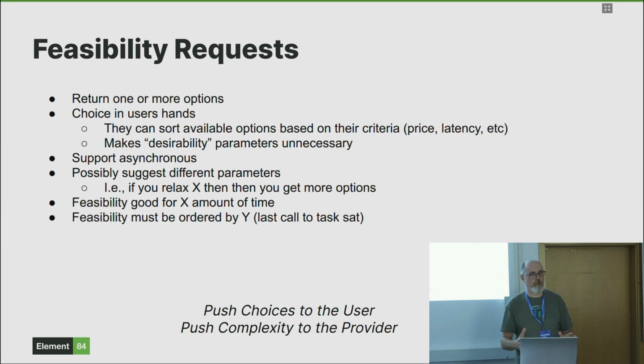So this is the concept of a feasibility request, where a user has their parameters that they want to meet, they send it to the satellite provider, and they get back a list of options. And now they can sort through those options based on whatever criteria it is that they want, whether it be price, or latency, or view angle, or whatever it may be, rather than trying to encapsulate preferences within this request to begin with. So push choices to the user and push the complexity to the provider.